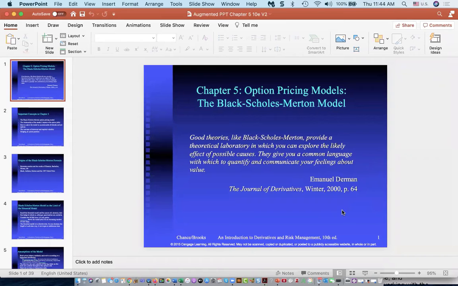Okay, so the Black-Scholes-Martin option pricing model will basically quantify our feelings and communicate our feelings about the value. So what would be the value of an option? We have dealt with that very cursorily in chapter 3. We said that the value of an option should be at least equal to its intrinsic value, S sub 0 minus X.